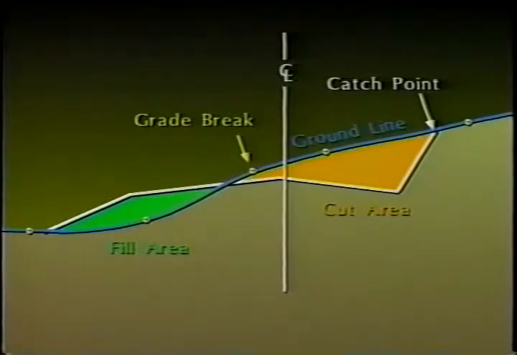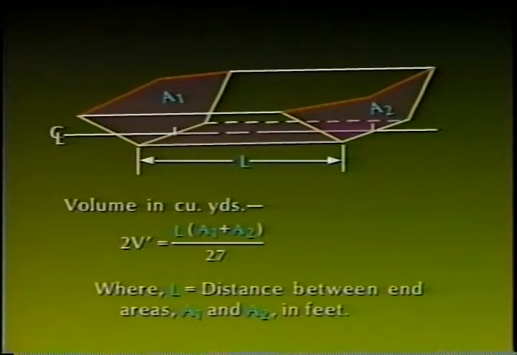Corners of the polygon are defined by hinge points, grade breaks in the ground cross-section, and catch points, which are at the intersections of the typical section and the ground cross-section. The volume is calculated by multiplying the average end areas by the difference in stationing. The formula shown will yield a volume in cubic yards.